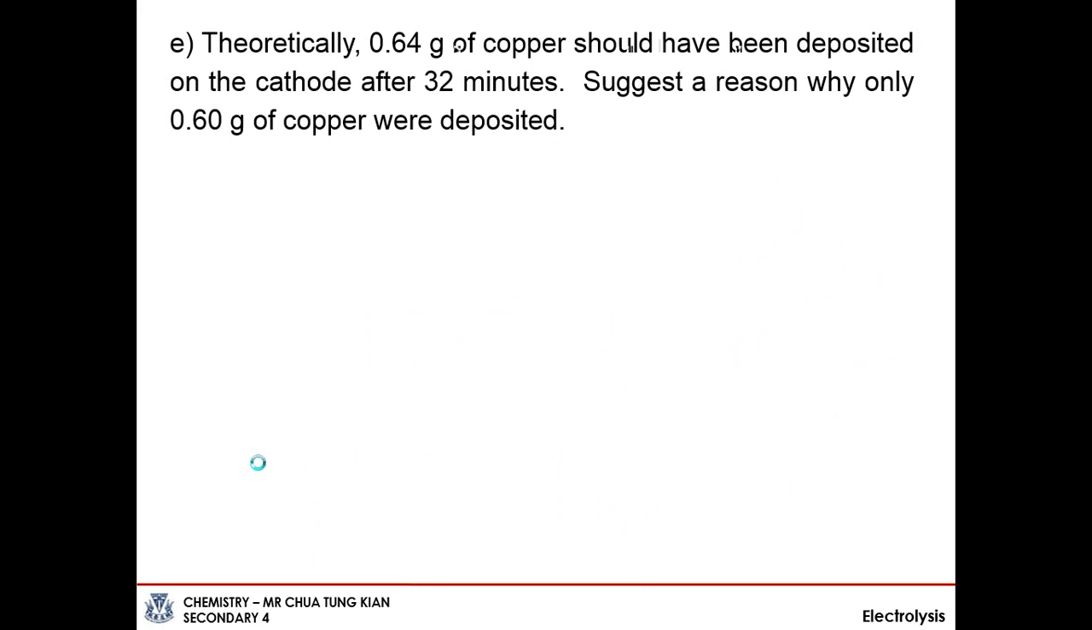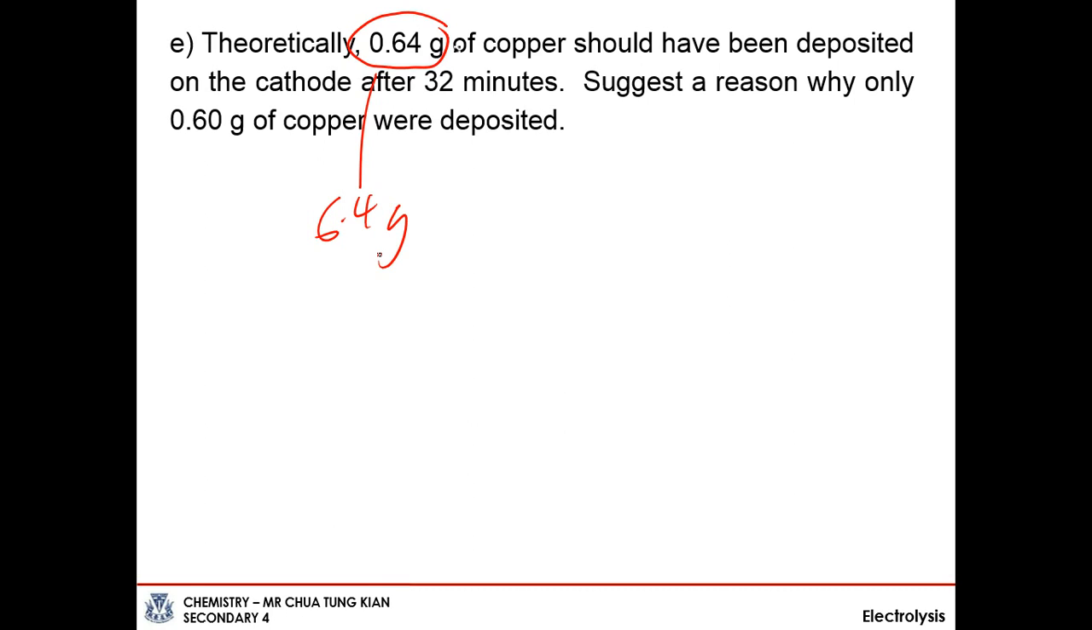The last question here, don't read too much into this. Theoretically 0.64 grams of copper should have been deposited after 32 minutes. 0.64 grams here, if you recall, the earlier calculation was supposed to be 6.4 grams. But if you link it to the previous question, all 6.4 grams will never come out because the concentration will actually drop and it will stop the reaction. It will stop the deposition of Cu2+ as Cu on the cathode.